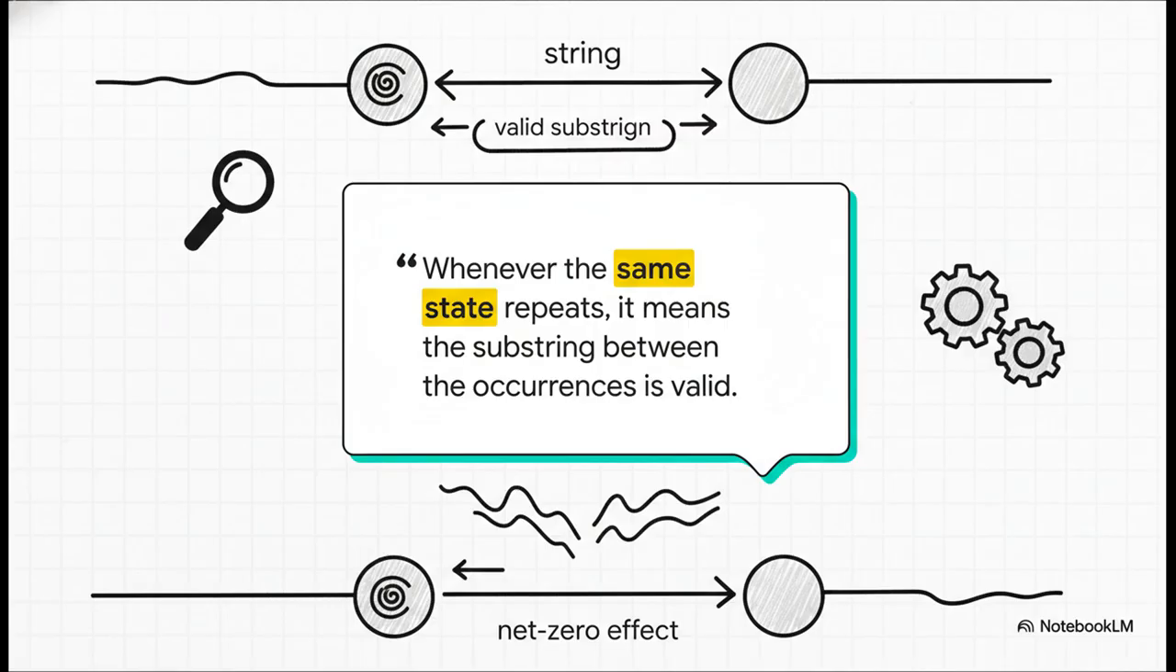If you're walking along and you suddenly hit a state that you've seen before, that you've already recorded in your map, that tells you something huge. It means that the entire chunk of the string between where you first saw that state and right now has a net zero effect on your calculation. And that is the secret to finding a valid substring, whatever the problem defines valid as.